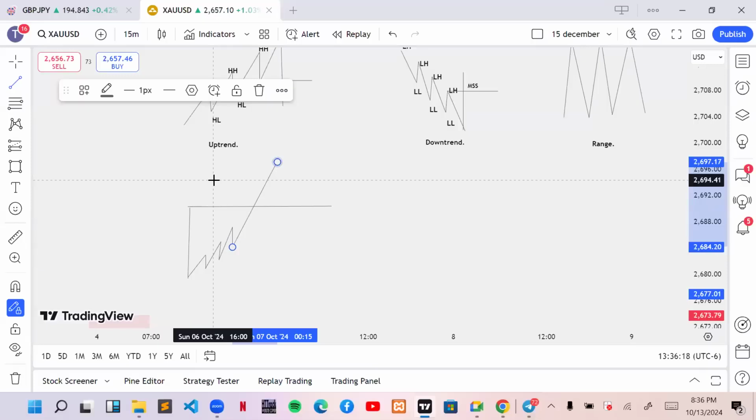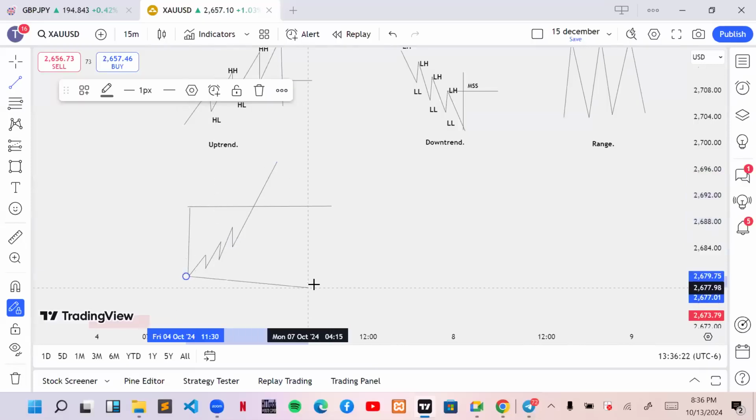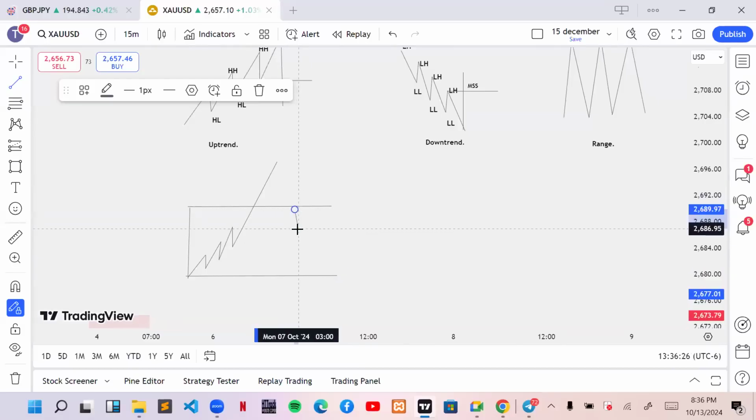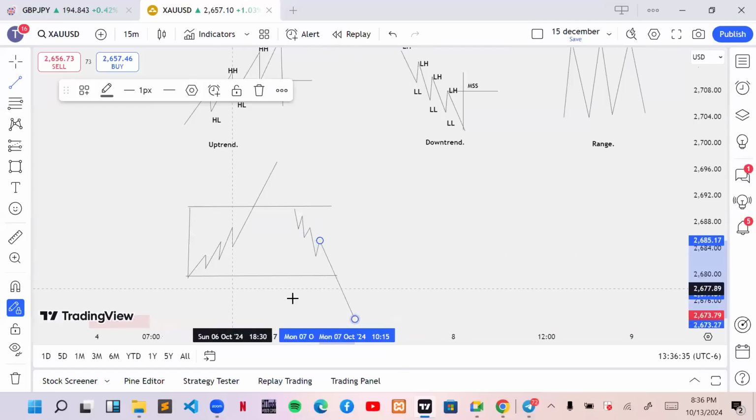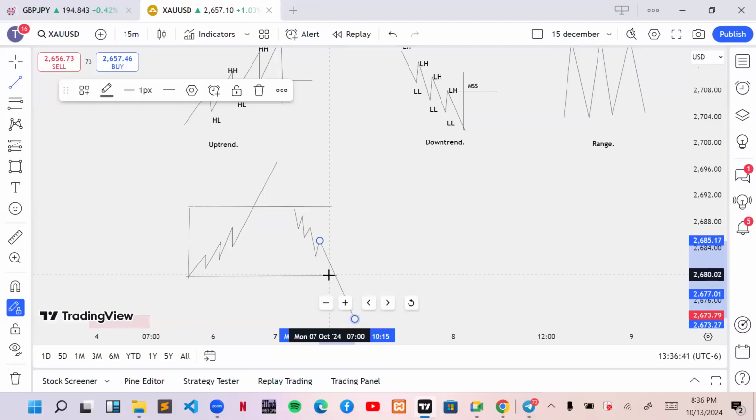Same thing as if this was a support zone right here, and market was on a downtrend, making a series of lower highs and lower lows. And so it does something like this. It has broken this key level, which is a support zone. So now what you're still going to be looking for is still sales, because this was a break of structure and not a market structure shift.